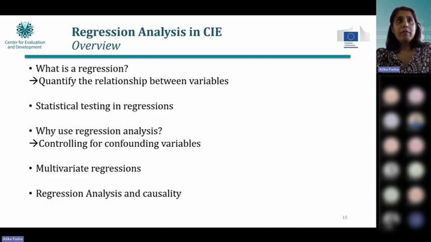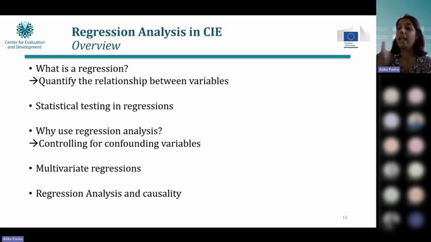So to give you a very brief overview of what we're going to do, we're going to talk about what a regression is. It's going to be a relatively simple, intuitive explanation, not too much math, a bit of math. So I hope you have brushed up on your algebra. And the idea would be that we try to quantify the relationship between variables, so between income and education, while controlling for other factors.